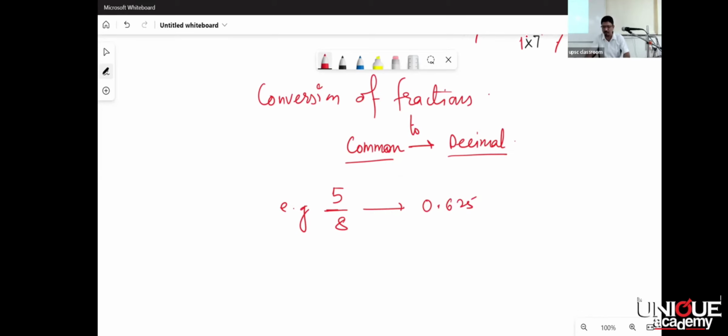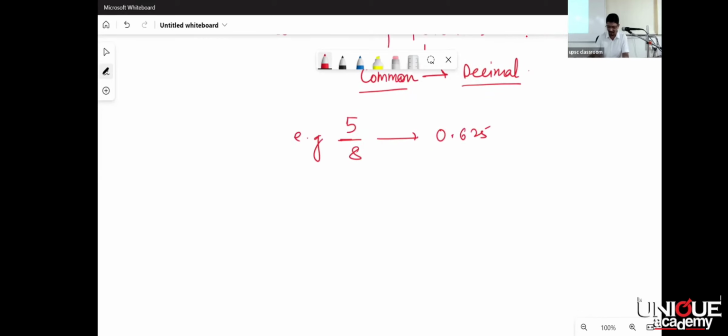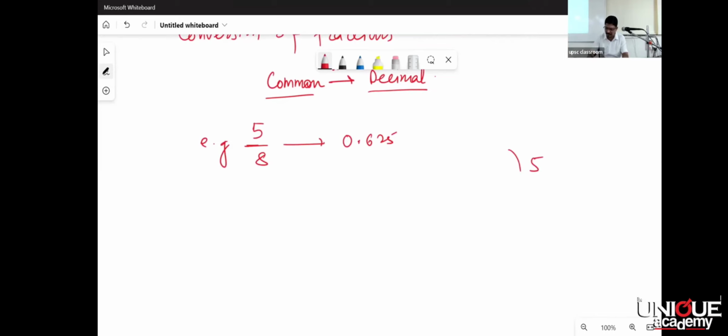We have 5/8, a common fraction. To convert this into a decimal fraction, the safest way, or the basic way for any example, is dividing the number in the numerator by the number in the denominator. That is the only thing. So 5 is to be divided by 8. Being 5 smaller than 8, first of all we have to put 0 in the quotient. Then subtracting 0 from that, we have 5 again. Now after this 5, we have to put a decimal point, and you can put any number of zeros there.